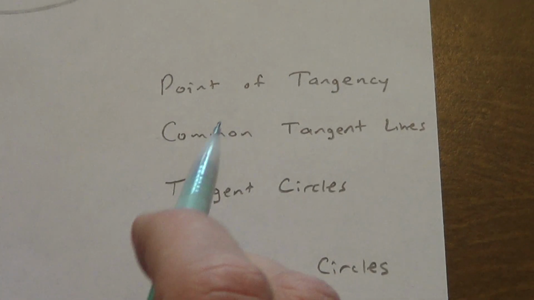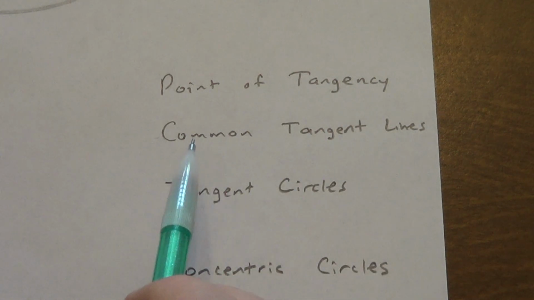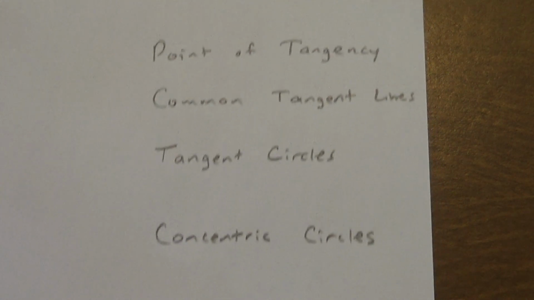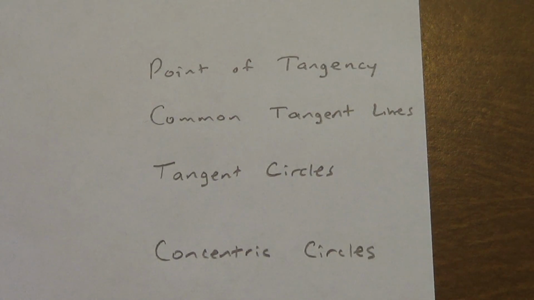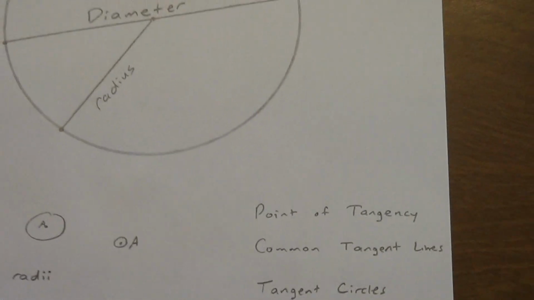Point of tangency, T-A-N-G-E-N-C-Y, common tangent lines, tangent circles, concentric circles, C-O-N-C-E-N-T-R-I-C. So there are some other terms we're going to come back to in a little bit, so hopefully you can get all those written down. All right, let's back out a little bit so you can see this again.